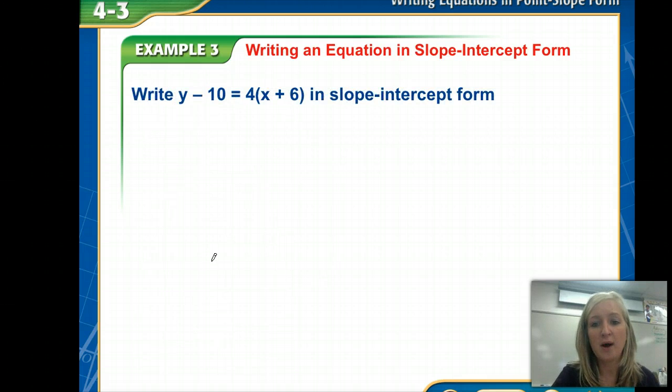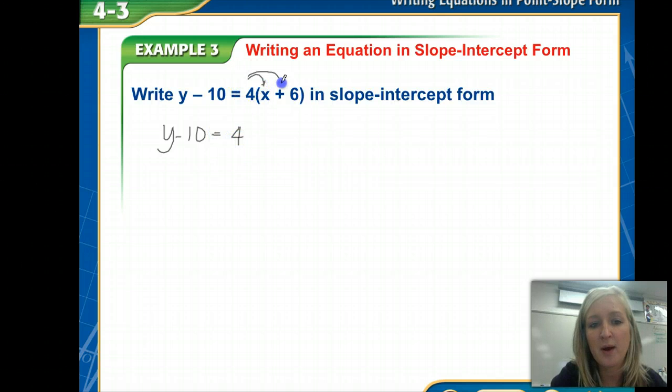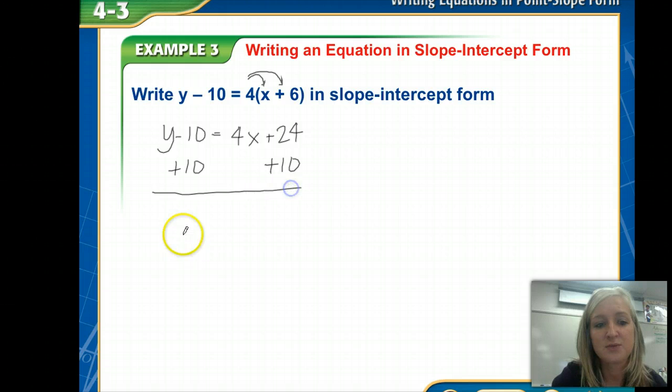We're going to try another one. This is point-slope form to slope-intercept form. So I have y minus 10 equals 4 times x plus 6. I'm going to do the distributive property right away: 4x plus 24. All right, so I'm going to add 10 to both sides. This one was an easy one. y equals 4x plus 34.